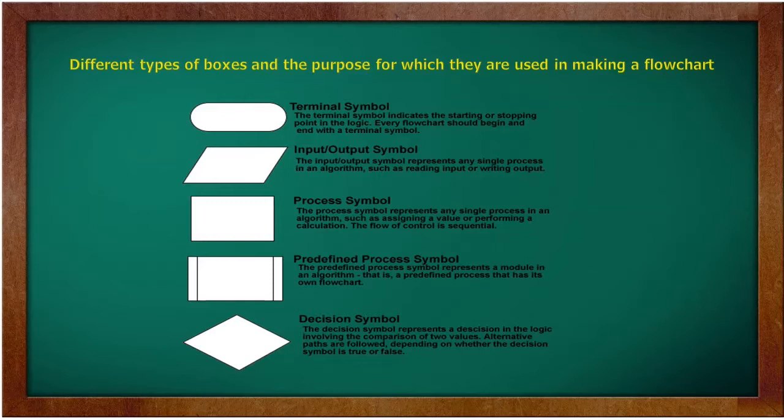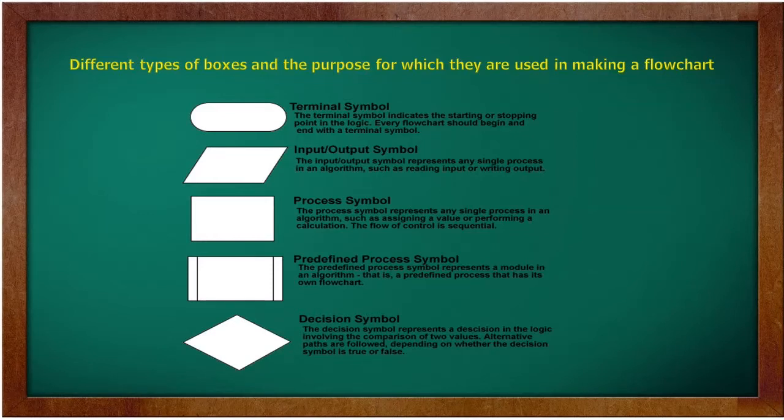Different types of boxes and the purposes for which they are used in making a flowchart. So different boxes are there to make a flowchart. So, terminal box: this box is used at the beginning or end of the flowchart. When used at the start, "start" is written in it, and when used at the end, "stop" is written in it. Next one is the input output box or symbol.